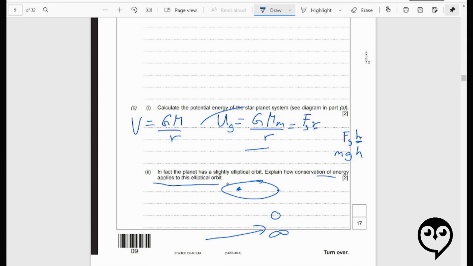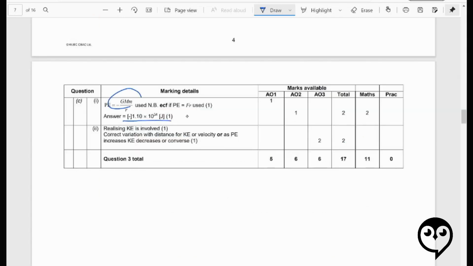But as it moves to perihelion, closest approach, it will have a faster speed, it will have a greater kinetic energy, but it will have a lower, and I mean more negative, potential energy. I'd say something along those lines. So there's your numbers, you plug in, you get your answer. Realizing kinetic energy is involved, correct variation with distance for kinetic energy, as I said, or velocity, or as PE increases, KE decreases. So something along those lines, which I had said.